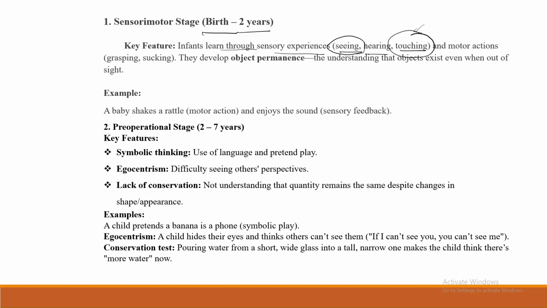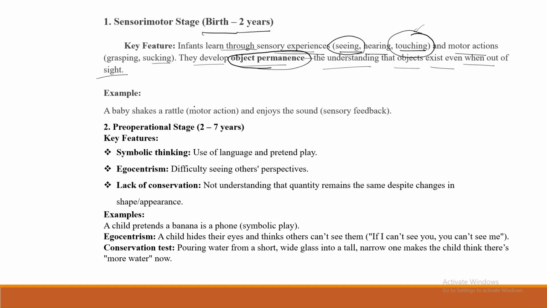He easily differentiates the touch of his mother and others. So through sensory experience and motor actions, grasping and sucking, they develop object permanence, the understanding that objects exist even when out of sight. See, object permanence is a very important keyword. I will explain it in the further slides.